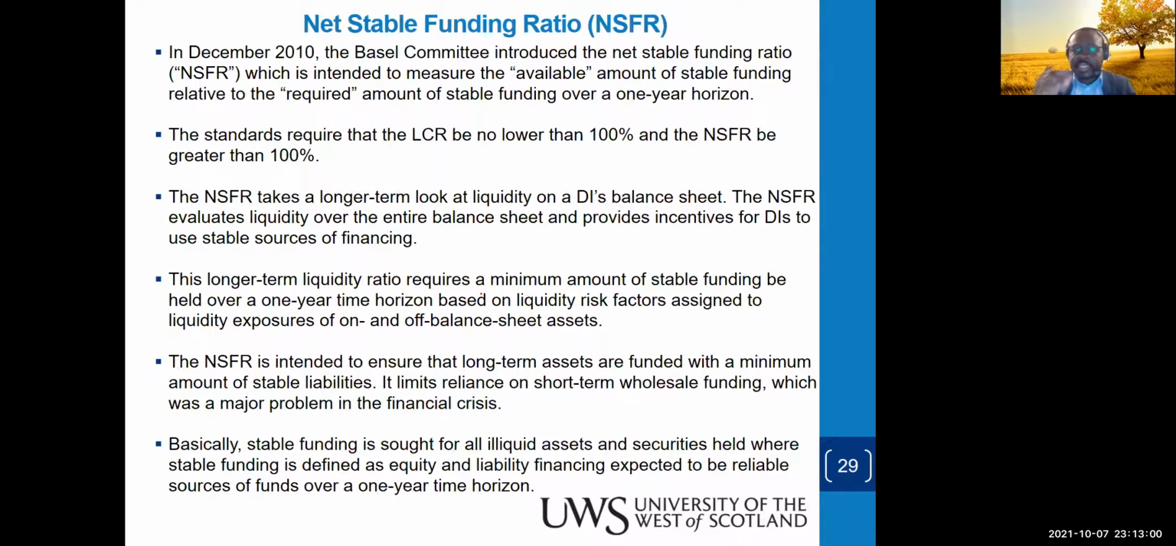Okay. Now, the next point is the net stable funding ratio, NSFR. So still, the Basel Committee introduced the NSFR. The idea is that it will measure the available amount of stable funding relative to the required amount of stable funding over a longer period. Normally we assume that the available funding is the liabilities and equities, and the required is the assets. The standards require the LCR be no lower than 100%, and the NSFR be greater than 100%. We are talking of the same story here.